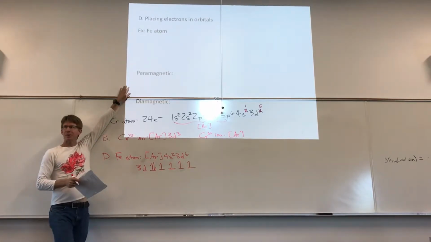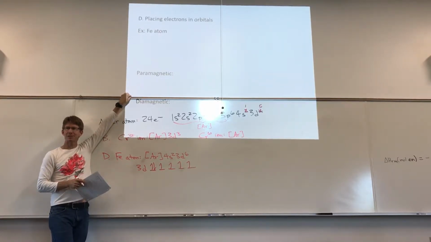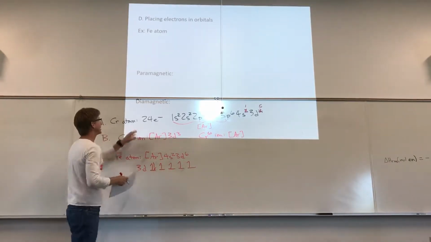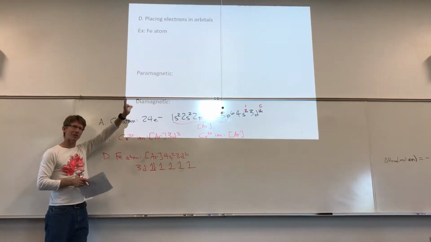Now, does anybody remember the definition of paramagnetic versus diamagnetic? Paramagnetic, did that have unpaired electrons or all paired electrons? It's a little confusing because paramagnetic means at least 1 unpaired electron. And dia, what I think of as dia means 2 electrons. It means all the electrons are paired.